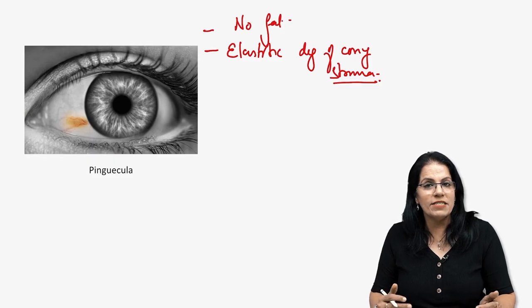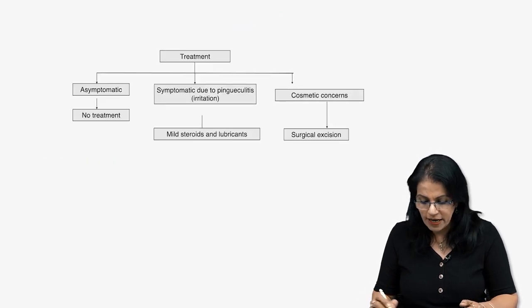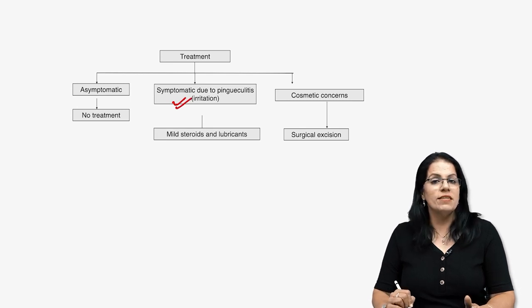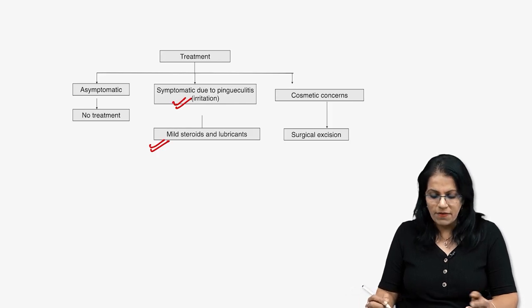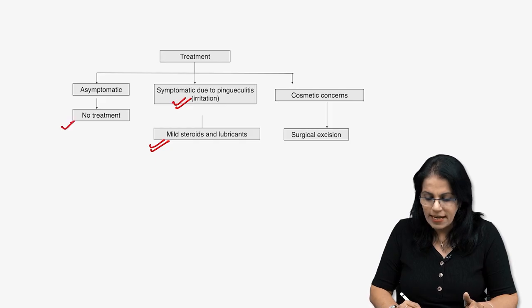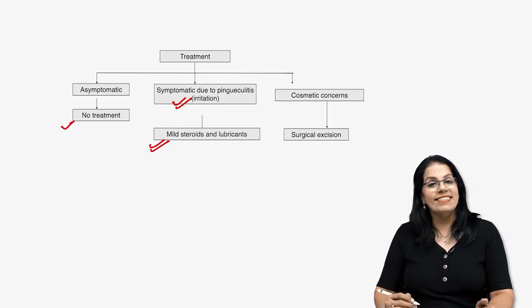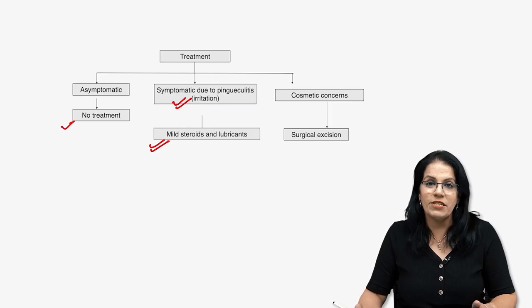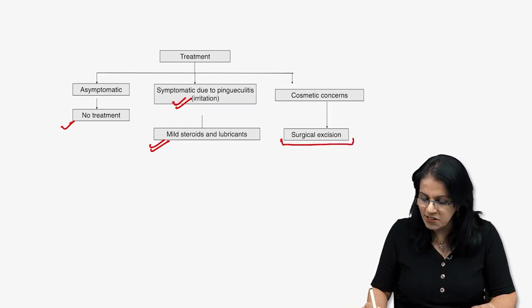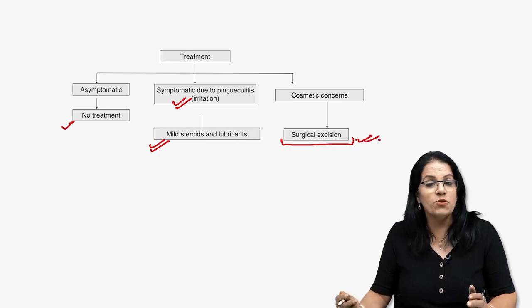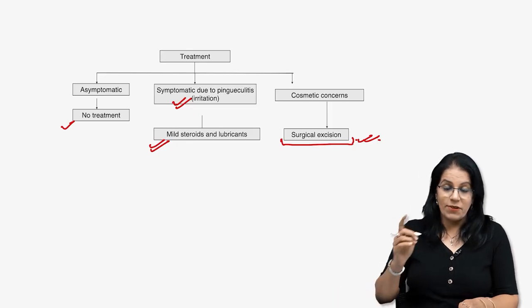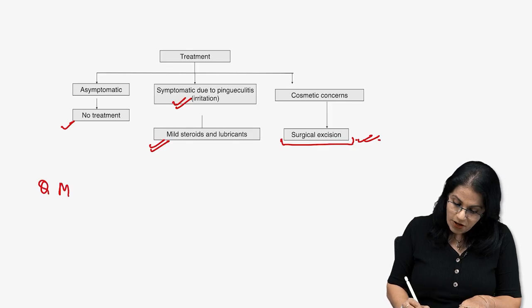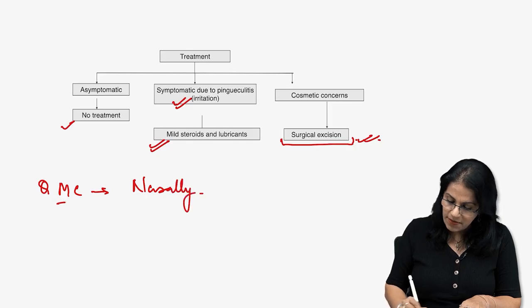But if there is some inflammation and irritation, which we call pinguecultis, if it is symptomatic, I will treat with mild steroids and lubricants. Otherwise, we don't need to bother about it. Sometimes for cosmetic reasons, if the patient is very much after you, you may go for surgical excision. It is a possibility, if he is too much inclined that he wants to remove this. And again, one question: it is more common, just like pterygium, more common nasally.